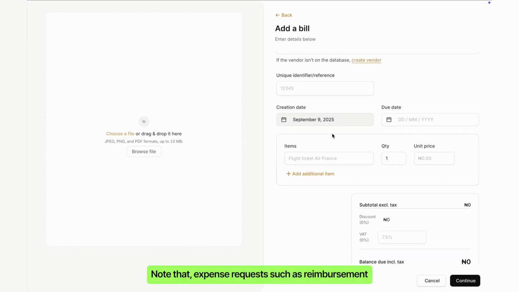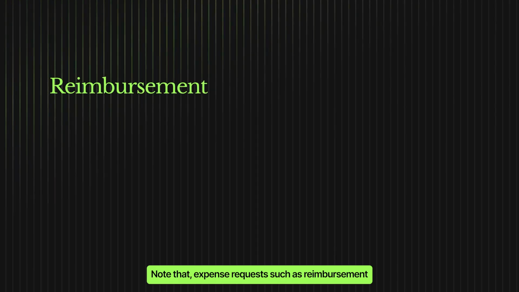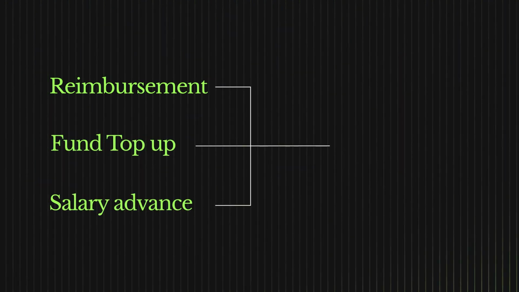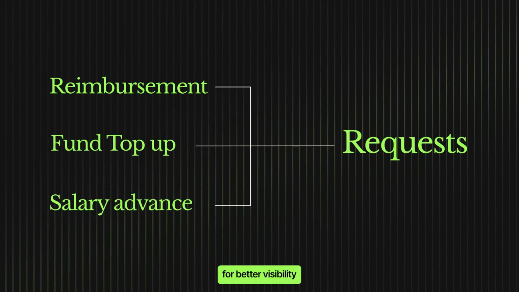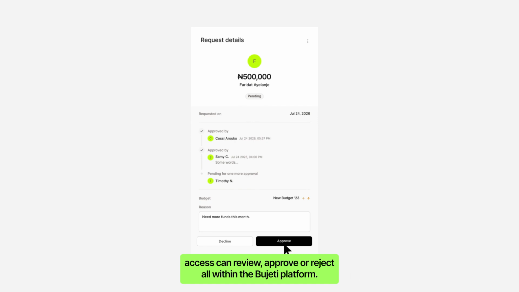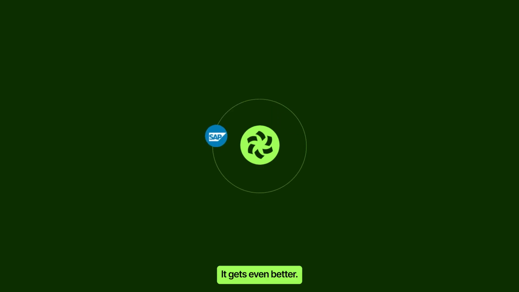Note that expense requests such as reimbursement, fund top-up, salary advance, and others will be categorized under Request for better visibility. And you and team members with manager or admin access can review, approve, or reject, all within the Bujeti platform. It gets even better.